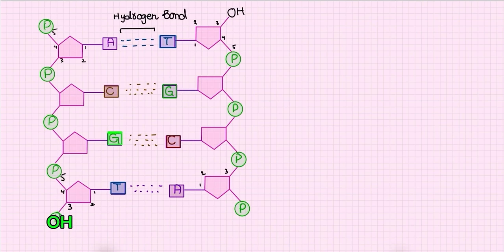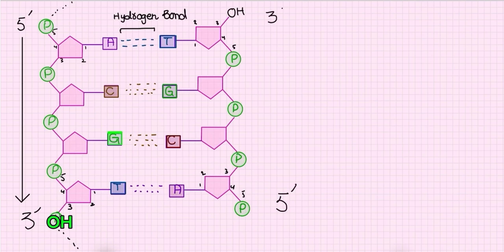Okay, so here we have 5 prime. At 5 prime carbon, we have a phosphate group, and at 3 end of the nucleotide, we have a hydroxyl group. So it goes from 5 prime to 3 prime. Then in the second strand, it also goes from 5 prime to 3 prime.